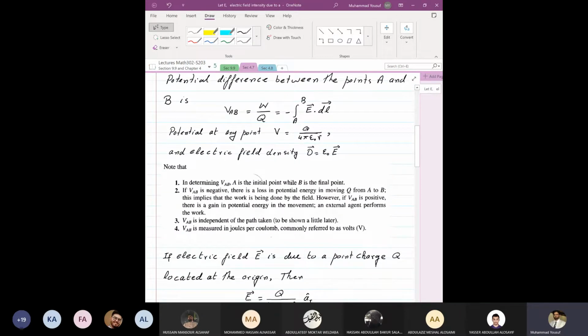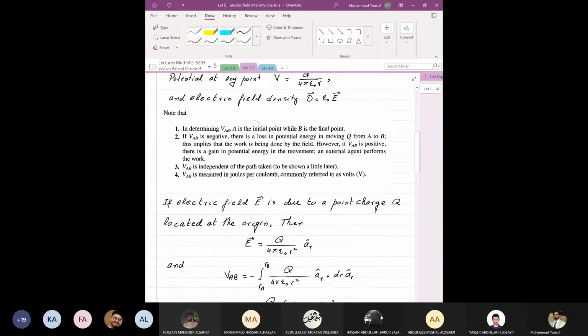If V_AB is negative, there is a loss in potential energy in moving Q from A to B. This implies that the work is being done by the field. However, if V_AB is positive, then there is a gain in potential energy in the movement, and an external agent performs the work. V_AB is independent of path. We will show this in the next paragraph, and it is measured in joules per coulomb.